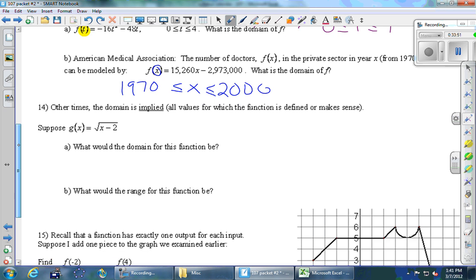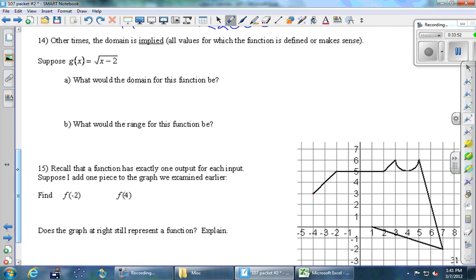Okay, so let's think about this function right here. Square root of x minus 2. There's no explicit domain. They didn't say only plug in x's from this to this. So we have to think about what x's make sense. And I think that we have talked about domain in this context before, way back. What's the danger when you're trying to take square roots? Can't be negative under there, right? Don't take the square root of a negative number.